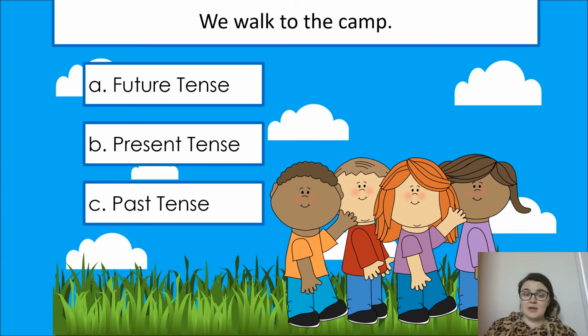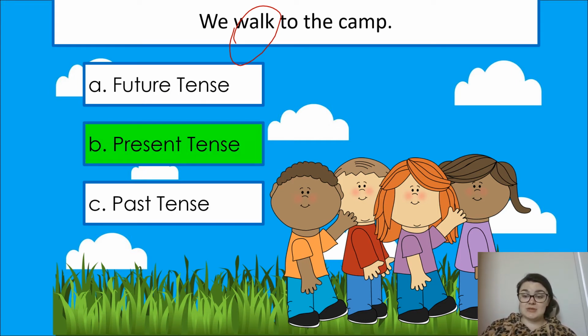We walk to the camp. Is walk a future tense, present tense, or past tense verb? Walk. Walk is a present tense verb. Did you choose the answer B? Good job if you did.